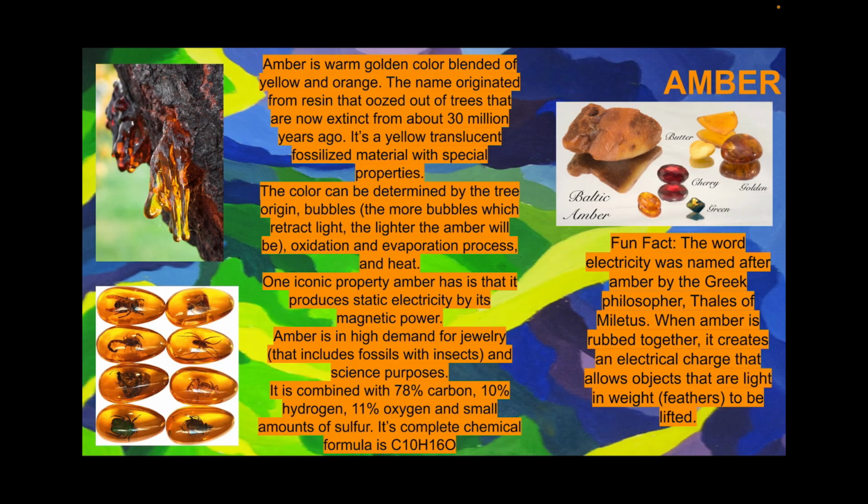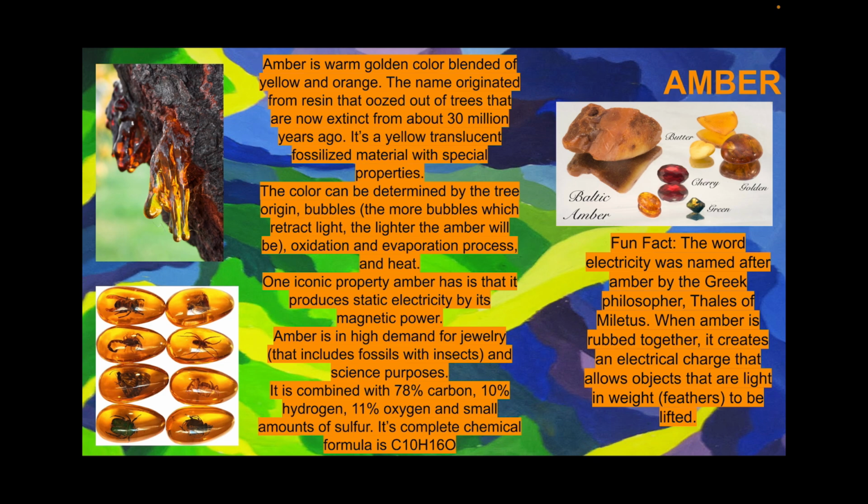And lastly, my favorite, amber. Amber is a warm golden color blended of yellow and orange. The name originated from resin that oozed out of trees that are now extinct from about 30 million years ago. It's a yellow, translucent, fossilized material with special properties.